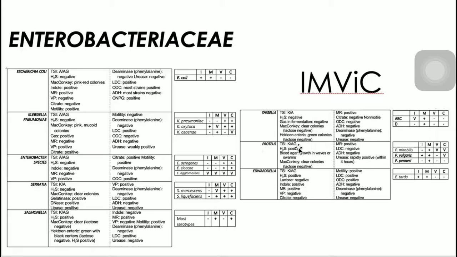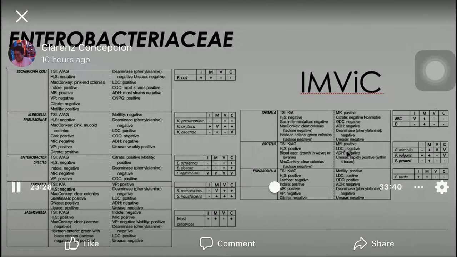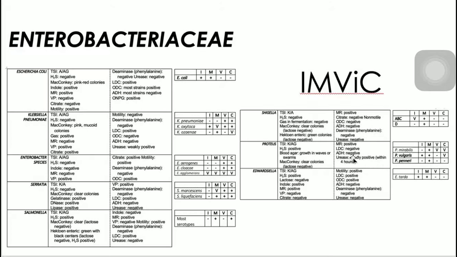So, for Proteus naman, non-lactose fermenter din po yan, pero H2S positive po ang Proteus, di ba? Tapos, kaya po sa MacConkey clear colony siya kasi non-lactose fermenter nga po siya. Sa blood agar naman, we can see yung swarming. So magkakaroon po ng swarming for Proteus, characteristic for Proteus. And then we have there your IMViC reaction. And then for urease nga po, rapidly urease positive si Proteus, so it will turn red after 4 hours.